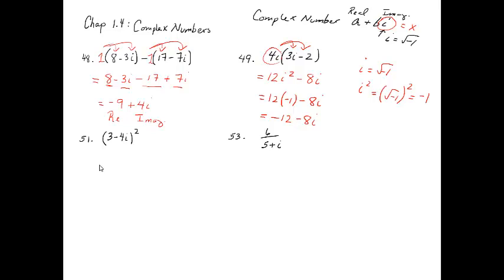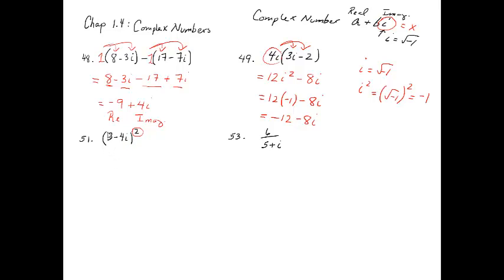51. So let's think about this. What does this square mean? If I say what is 4 squared, you would say it's 16. But what does the square really mean? It means 4 times 4. Or something squared is that something multiplied by itself 2 times.